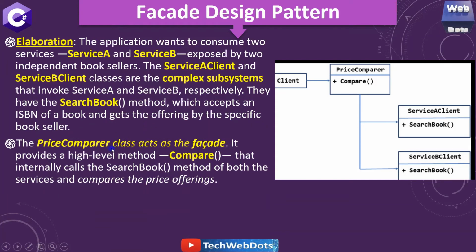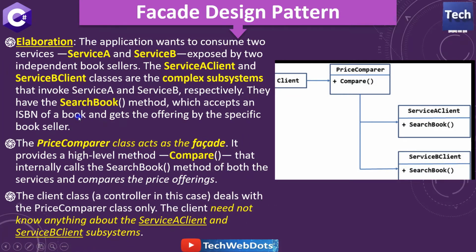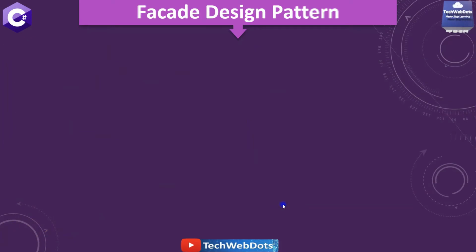Now the price compare class, which is our Facade class, acts as a Facade. It provides a high-level method, compare, that internally calls the search book method of both the services and compares the price offering. It is a very easy concept. Now the client class, which will be in the controller, deals with the price compare class only, and there is no need to know what service A client and service B client are doing in the subsystem.